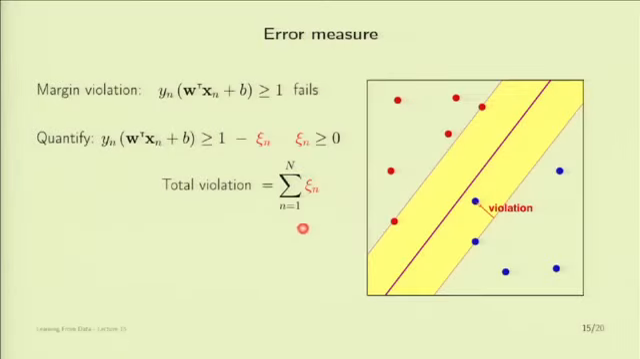Why did I choose this instead of square? Why did I choose this instead of that? All of these are considerations that will come up when you see the result of choosing this. This is reasonable. This does seem like violating the margin. This does seem like measuring the violation of the margin. So in the absence of further evidence, one way or the other, this is a good error measure to have.